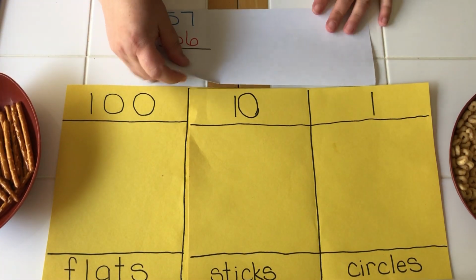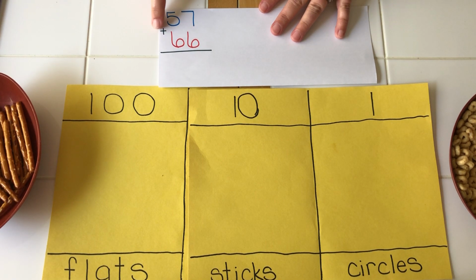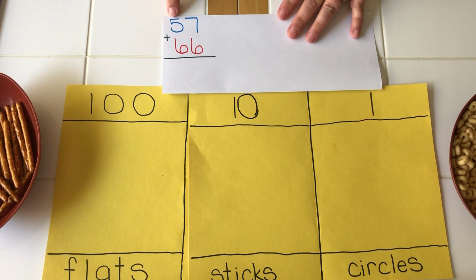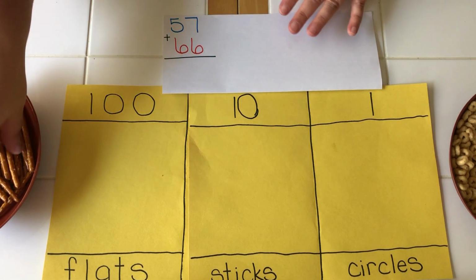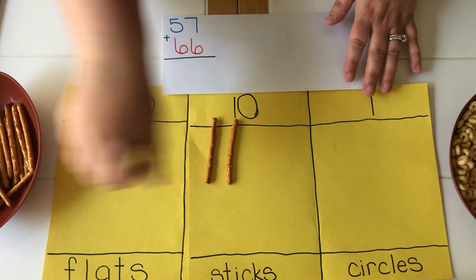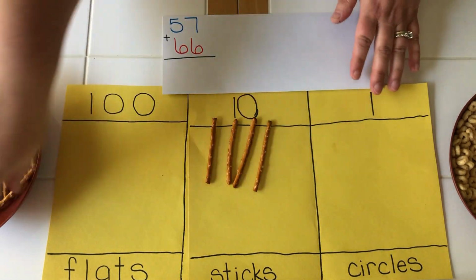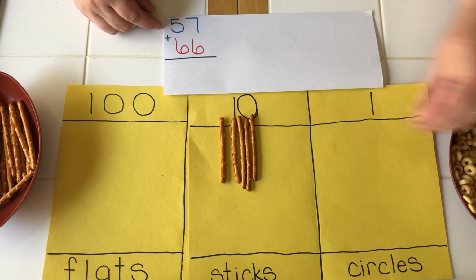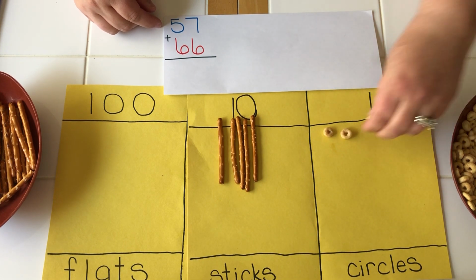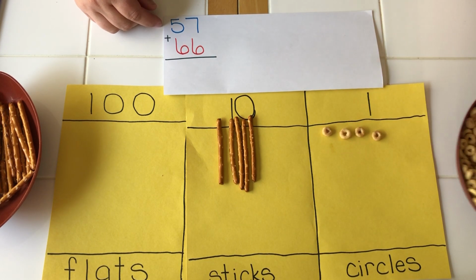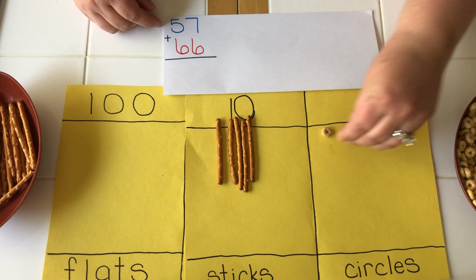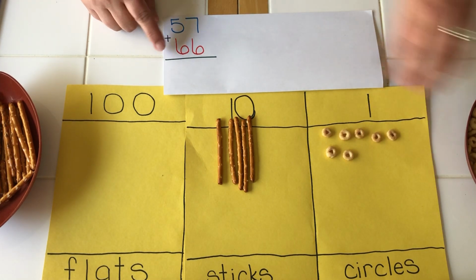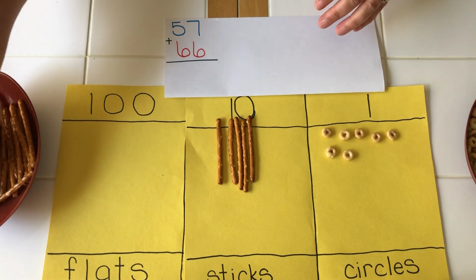My first addition problem today is 57 plus 66. So the first thing I'm going to do is I'm going to do 57. 57 is 5 tens. 10, 20, 30, 40, 50. And 7 ones. 1, 2, 3, 4, 5, 6, 7. Now I'm going to add 66.